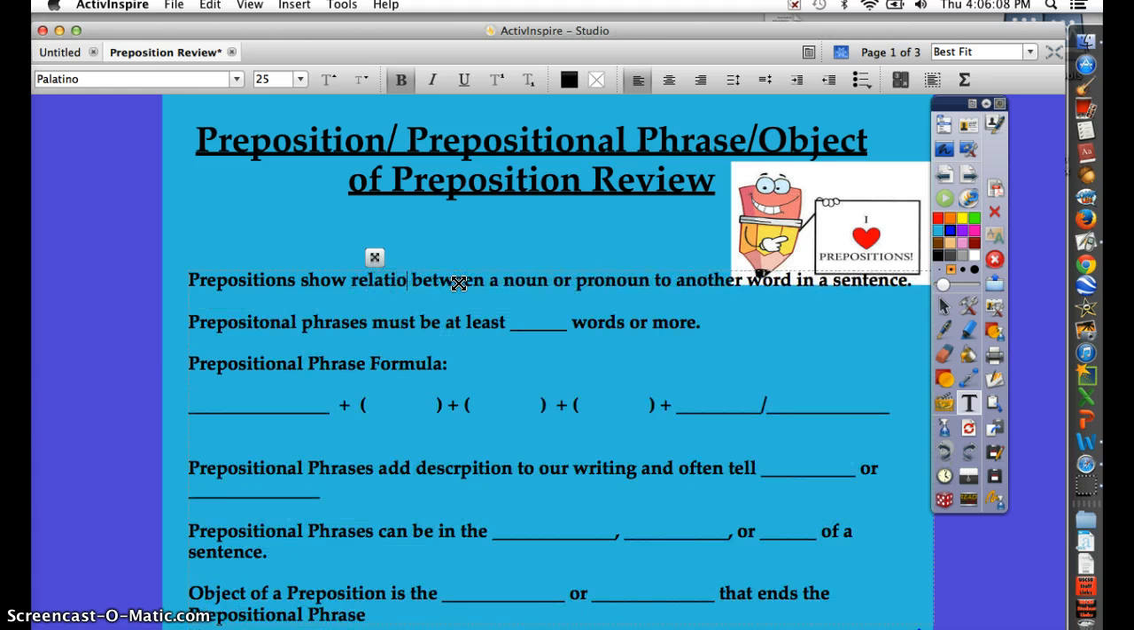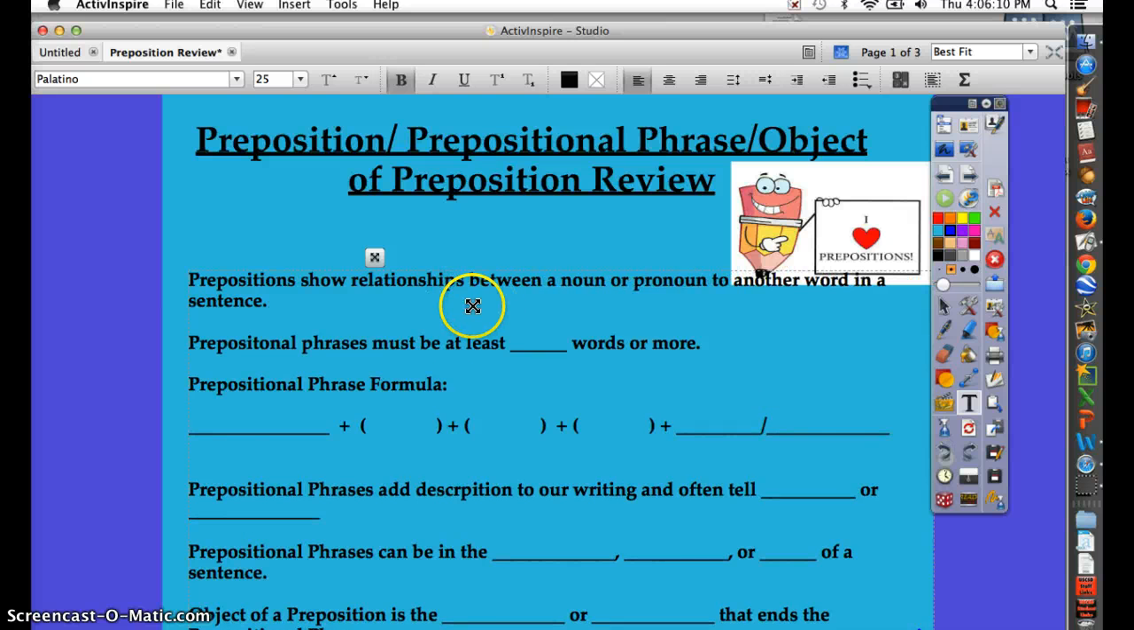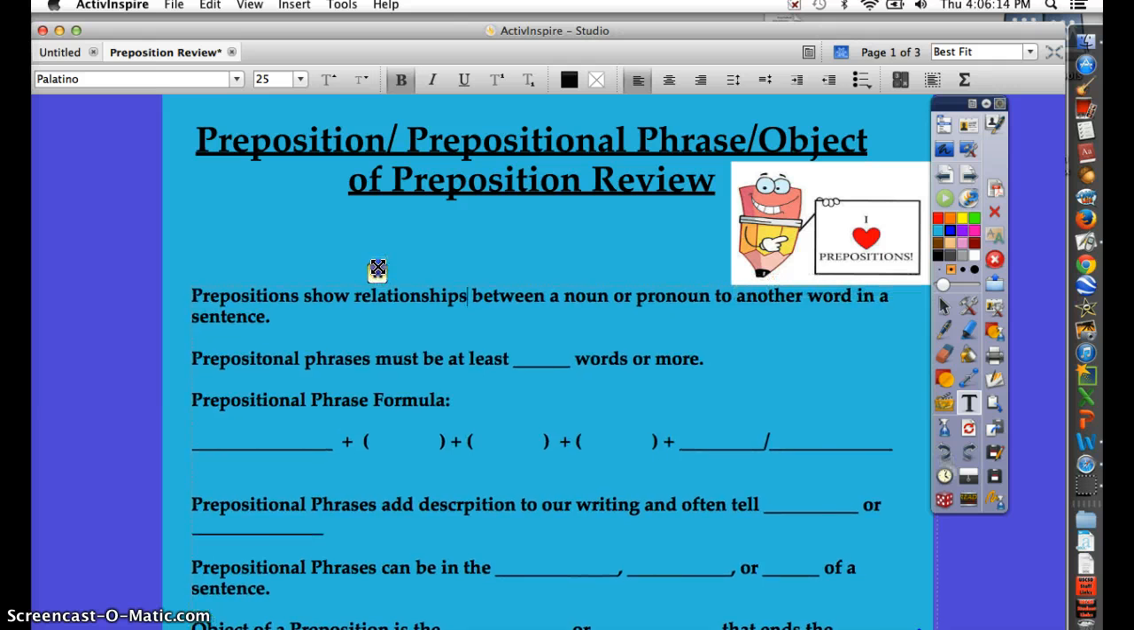So we'll type in relationships there for that blank. That's basically their job, to connect those words together in a sentence. And we know so far prepositional phrases must be at least two words or more in a sentence. So they definitely need to have at least two words to be a phrase. And then we've been studying the prepositional phrase formula to help us know this unit a little bit better and to locate prepositional phrases in sentences.